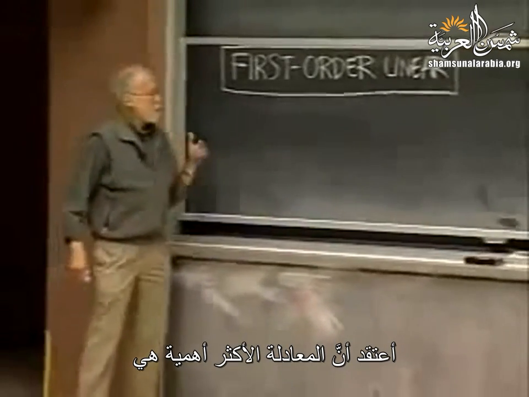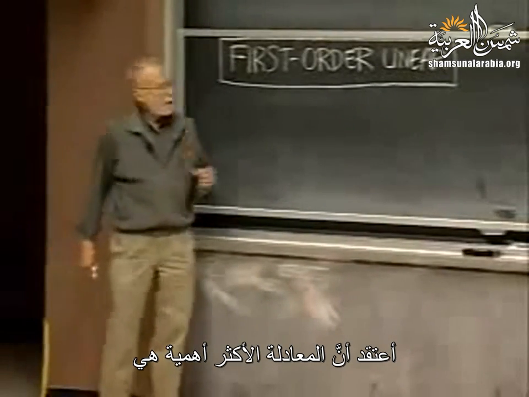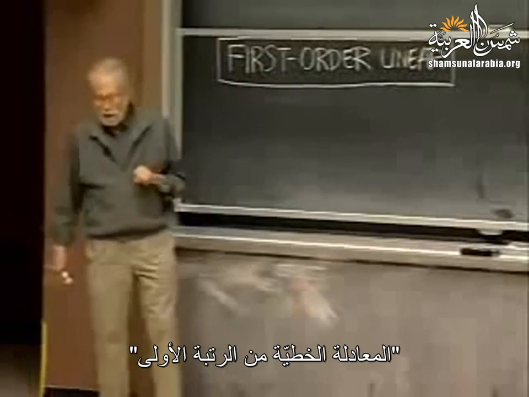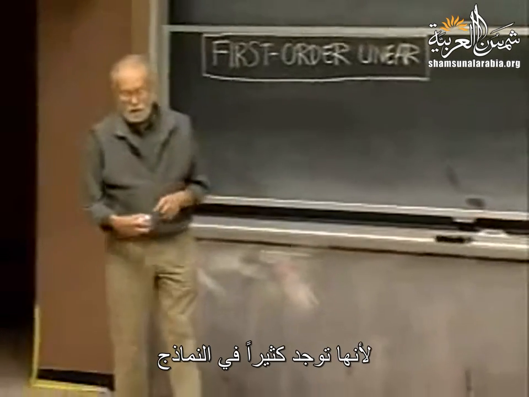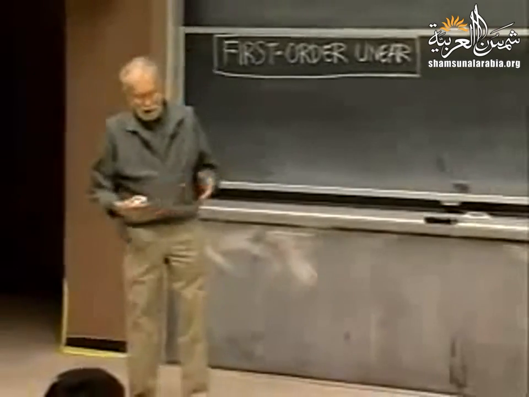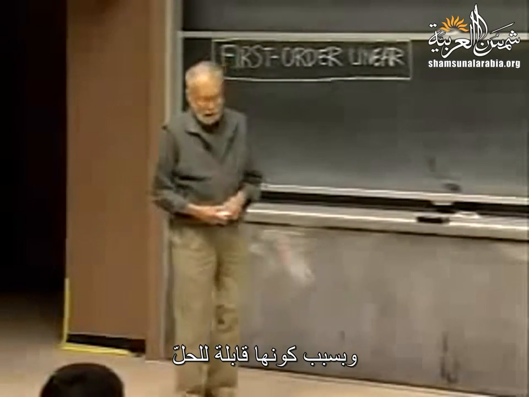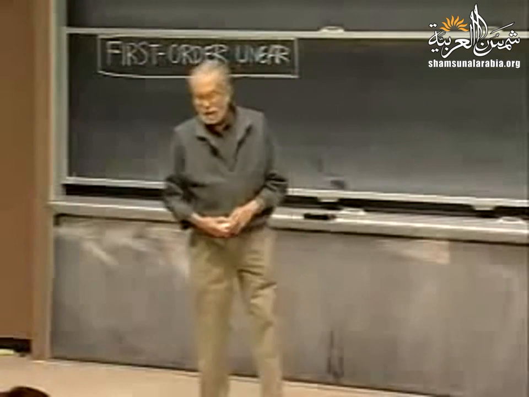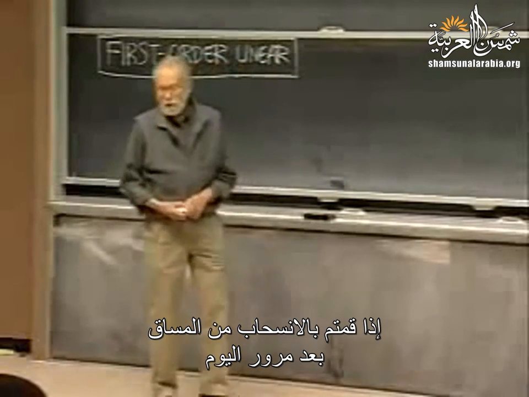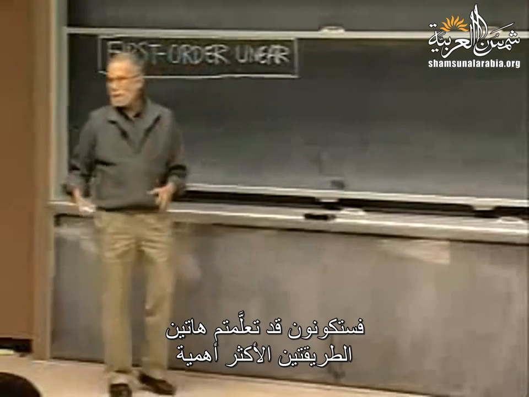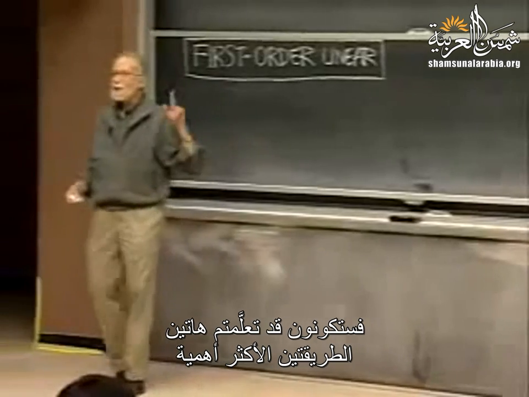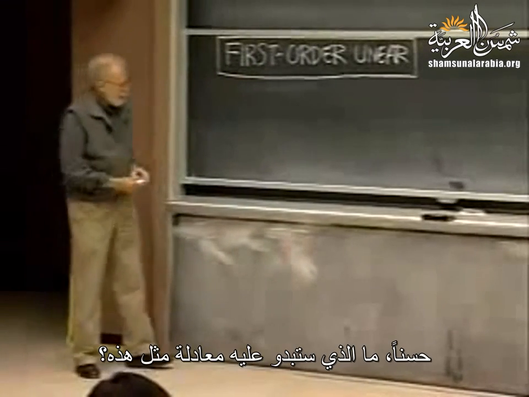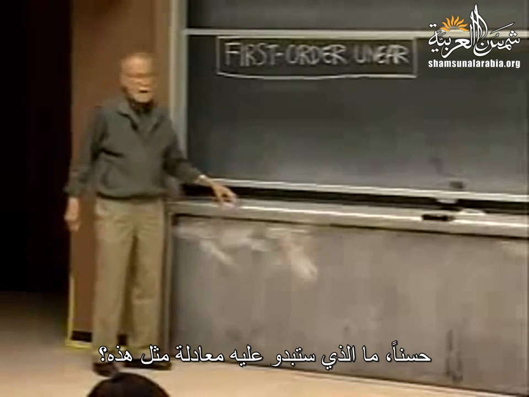I think the single most important equation is the one that's called the first order linear equation, both because it occurs frequently in models, because it's solvable, and I think that's enough. If you drop the course after today, you'll still have learned the two important methods, separation of variables and first order linear equations. So what does such an equation look like?